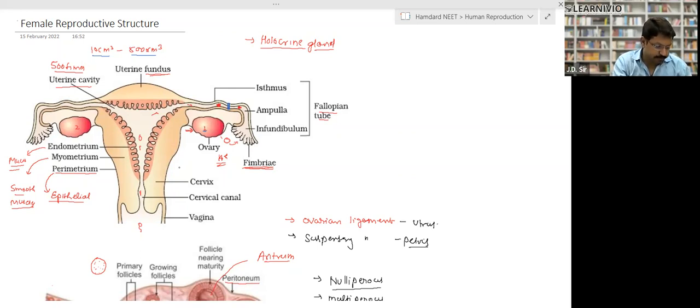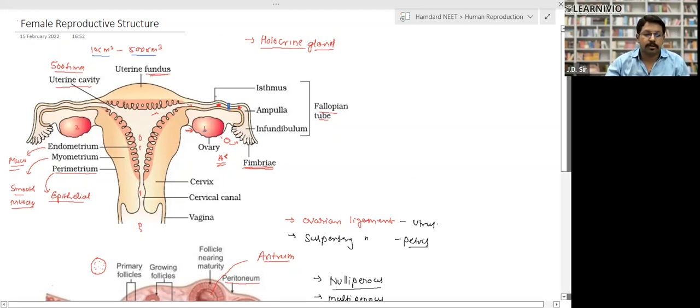This part here is actually the ligament. So the ovary remains connected with the help of this tube. They remain suspended with the help of the ligament. So this is the ligament, right? With the help of the ligament, they remain connected with the uterus wall. They remain connected with the fallopian tube, and they also remain connected with the back side of the body, right?